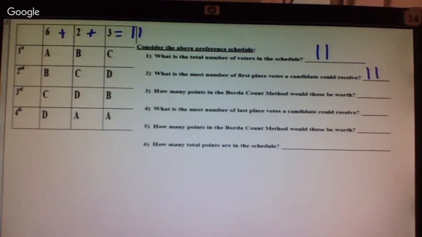44. Why? Because 4 times 11. Good. First place, you get 4 points. Okay? First place, you get 4 points. So, if you come in first place 11 times, you're worth 44 points.